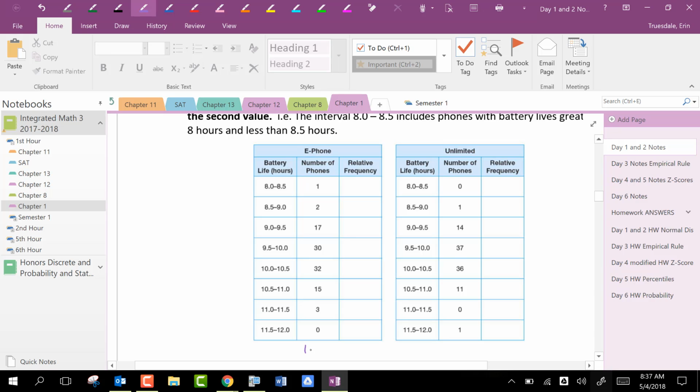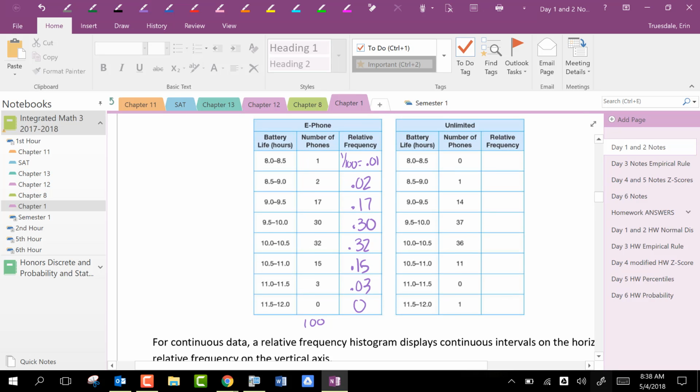It's 100. Okay, so now you're going to take 1 divided by 100, and that's the relative frequency for this spot. So 1 divided by 100 would be 0.01. Okay, then you're going to do 2 divided by 100, so that's 0.02, 0.17, 0.30, 0.32, 0.15, 0.03, and then 0. These are your relative frequencies. Any questions on where those numbers are coming from?